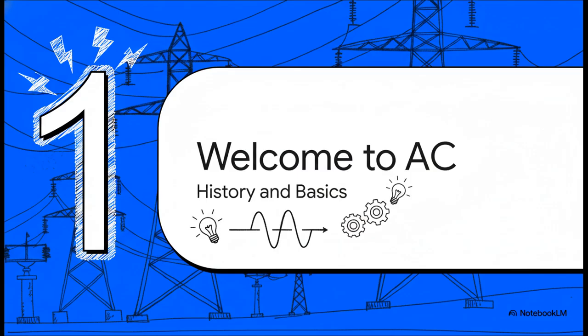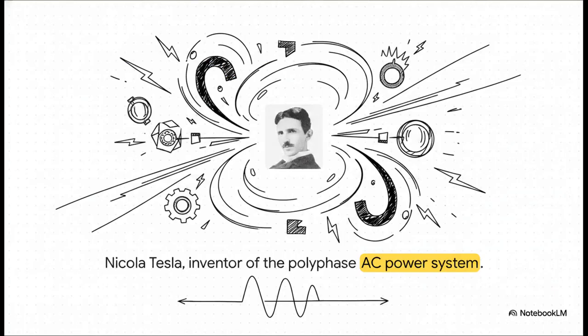Let's look at the history and the basics. We really can't talk about AC power without talking about Nikola Tesla. A Serbian-American scientist and inventor, Tesla conceived the revolutionary idea of the rotating magnetic field. This concept is the absolute basis of practically all alternating current machinery.